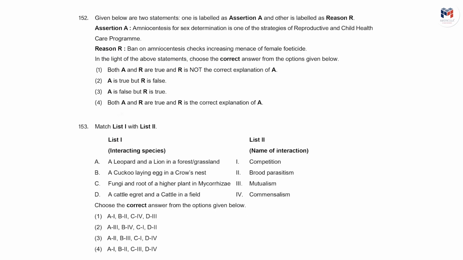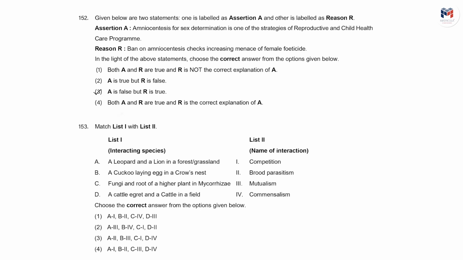Question number 152. Given below are two statements. One is labeled as assertion A and the other is labeled as reason R. Assertion A. Amniocentesis for sex determination is one of the strategies of reproductive and child health care program. Reason R. Ban on amniocentesis checks increasing menace of female feticide. In the light of the above statements, choose the correct answer from the options given below. The answer is option number 3. A is false but R is true.